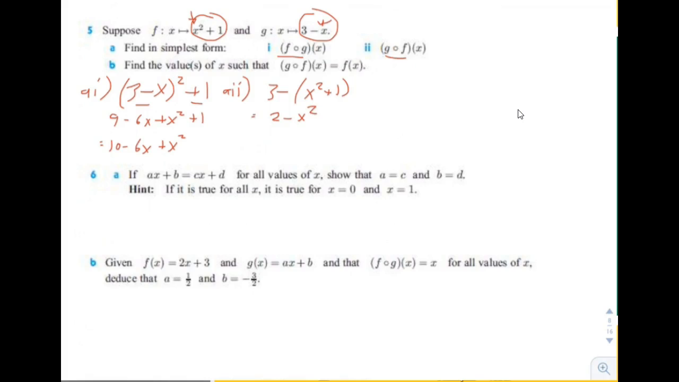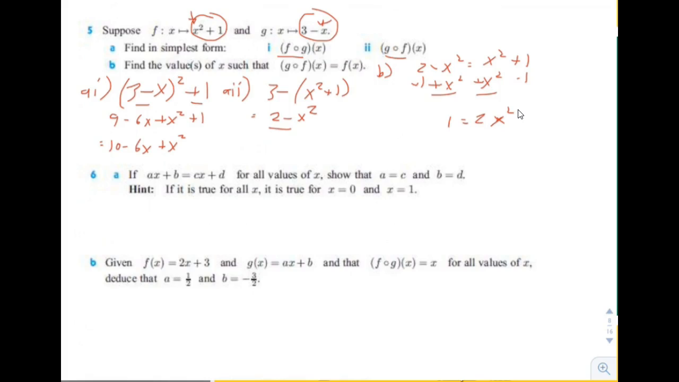Okay. What about B? Find the values of x such that G follows F is equal to f of x. So let's set G follows F, which is this, 2 minus x squared, equal to f of x, which is x squared plus 1. And then we'll see when that's true. We're going to combine the x squareds together, so we add x squared to both sides. Maybe that's better, to keep as many positive terms as possible. It makes it a little easier. 2x squared. And then we subtract 1 from both sides, and we get 1 equals 2x squared.